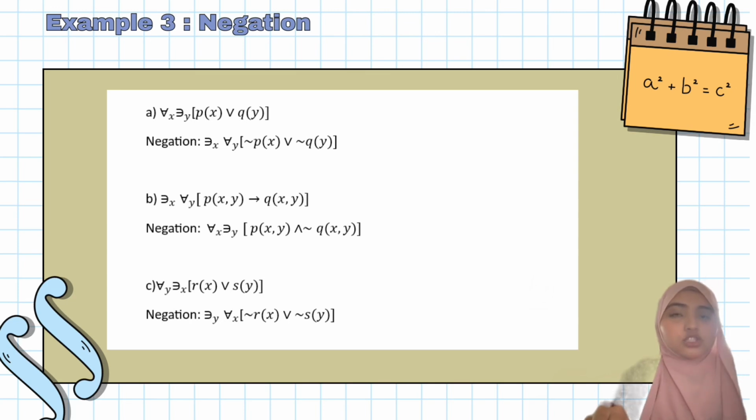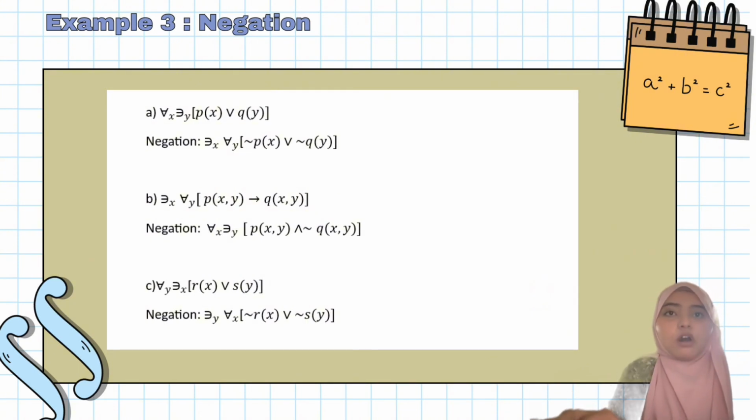B. There exists x for all y, p(x,y) implies q(x,y). So we do a negation. There exists x, we change to for all x. For all y, we change to there exists y. p(x,y) implies, we do a disjunction, not disjunction, conjunction, negation q(x,y).